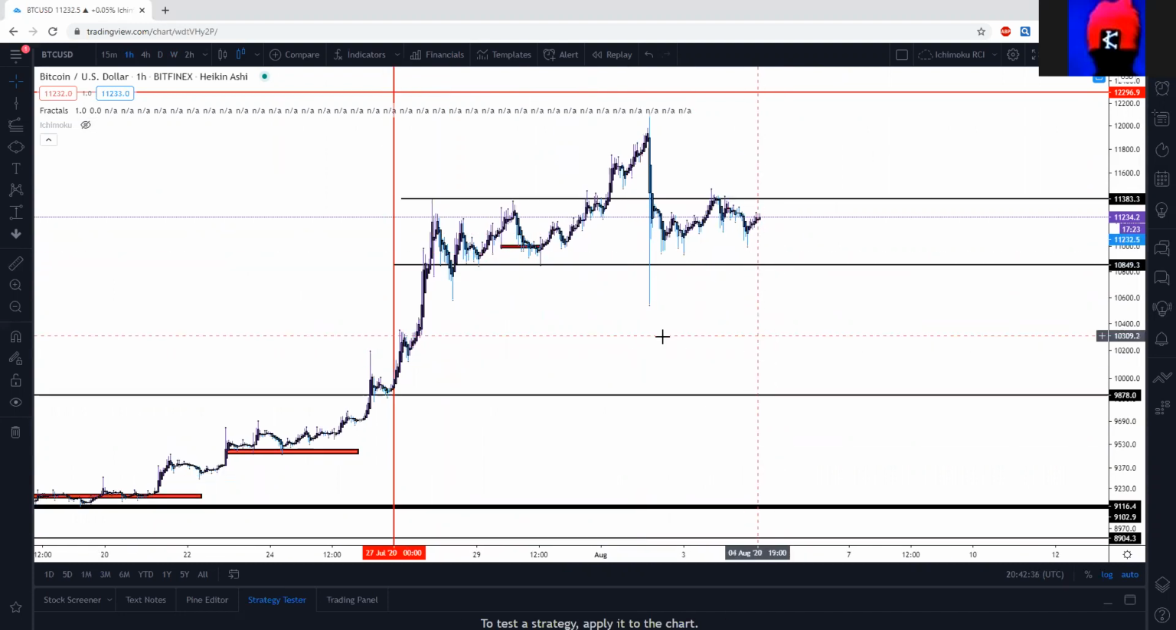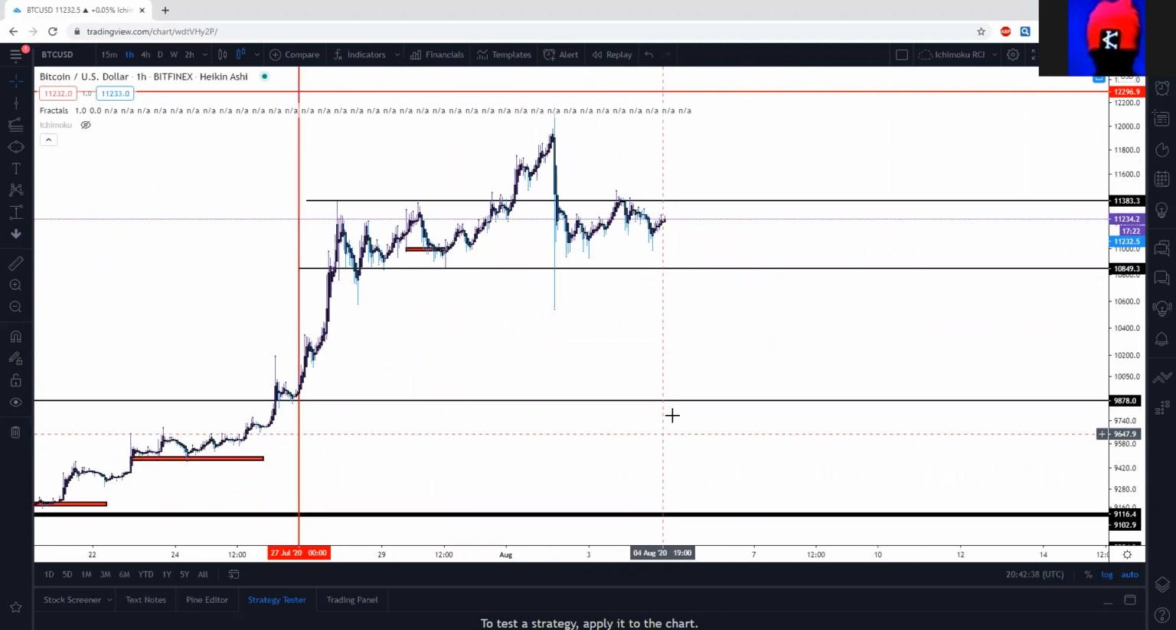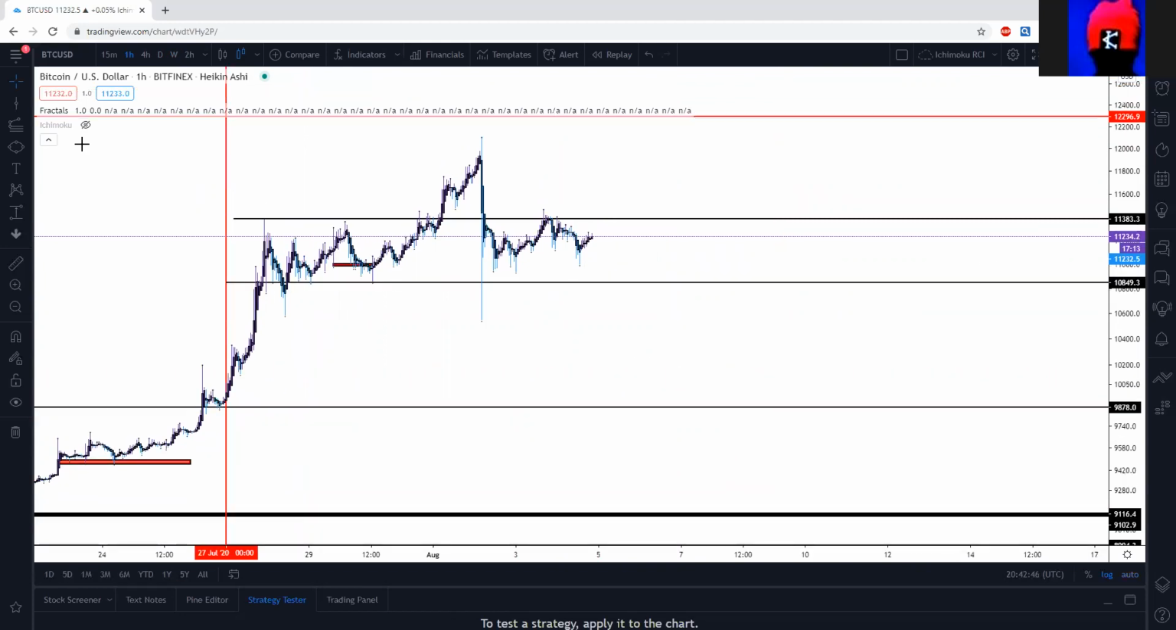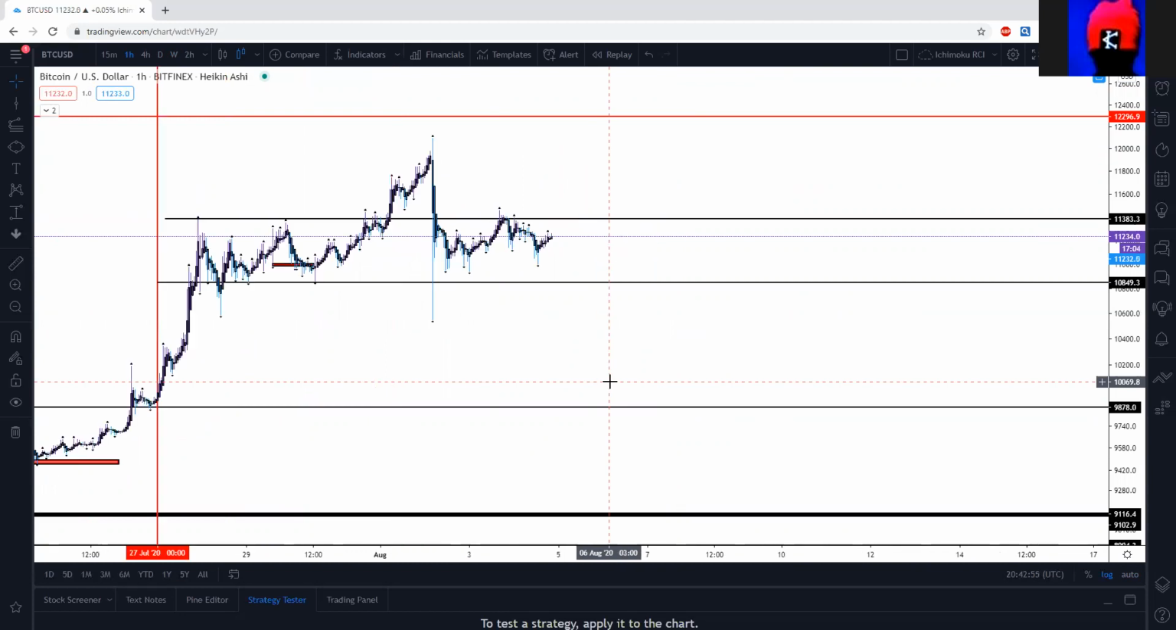Hopefully it doesn't become a head and shoulders. Otherwise, it's going to bring the whole market down to at least this 9K level right here. So that's what I'm observing as well. But we will see. Can't say much until it gets above this level or below this level. Other than that, I'm done.